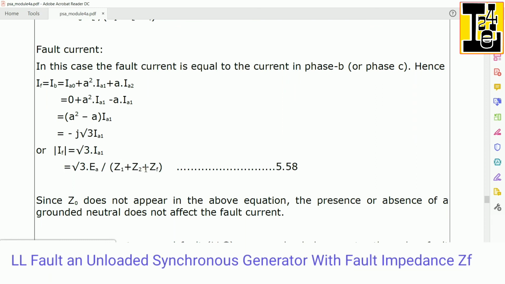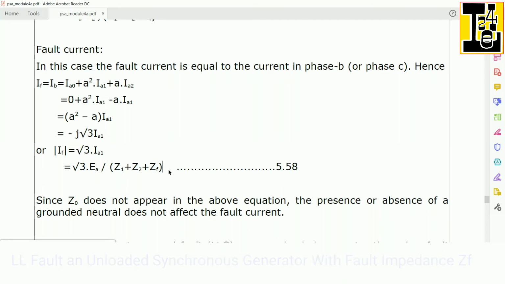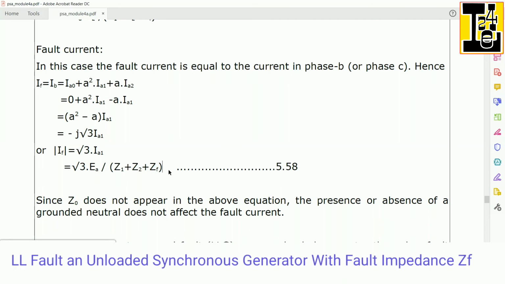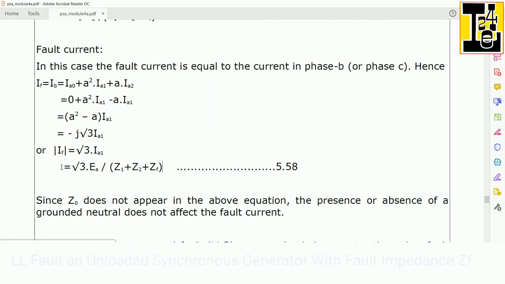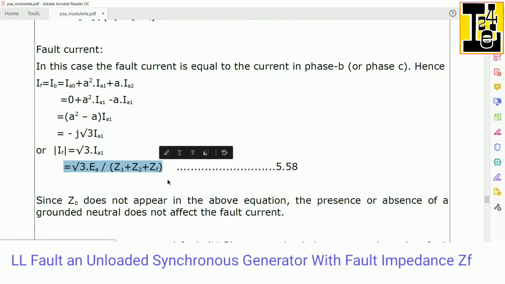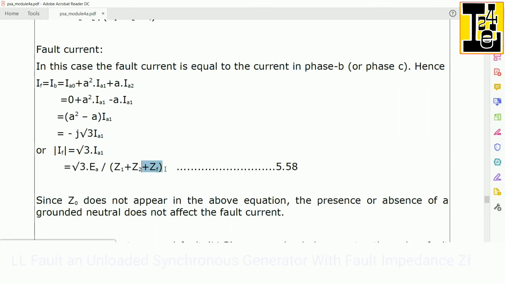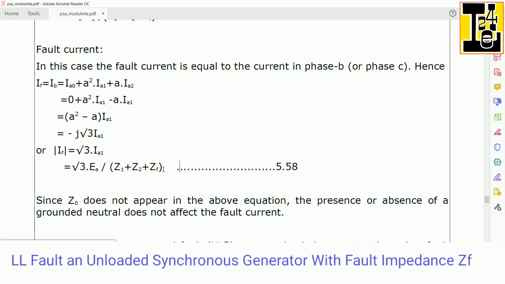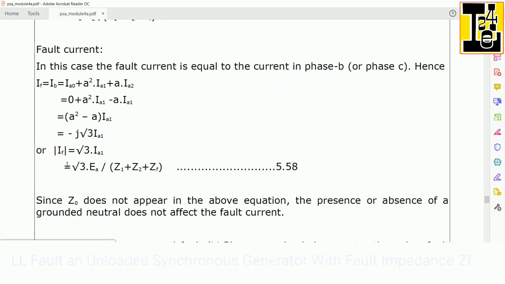So if I take the case of when the neutral of the synchronous generator is absent, what happens to the fault current? If you observe the expression for fault current, there will not be any zero sequence impedance present in the denominator of the expression for the fault current. Hence, the presence or absence of the neutral does not affect the fault current in an LL fault.